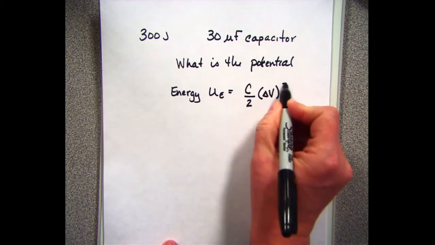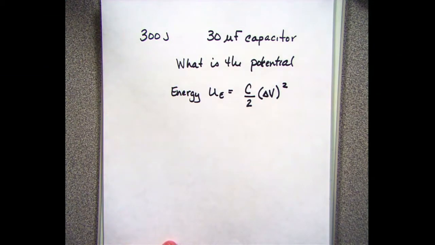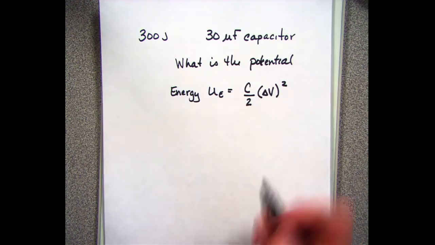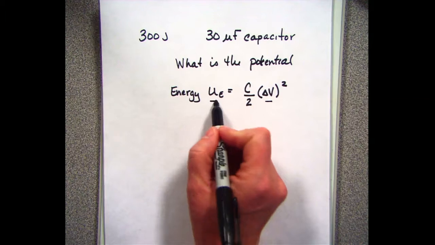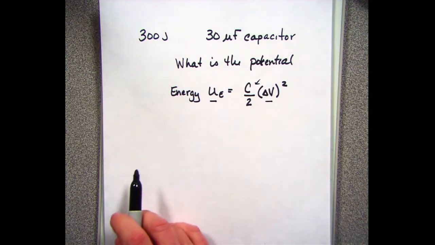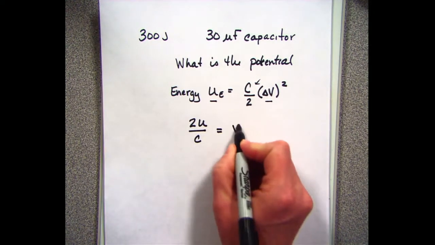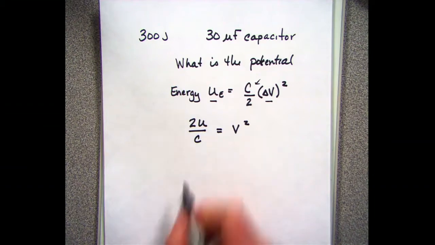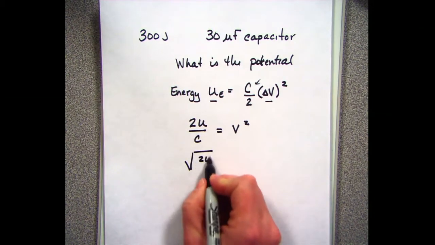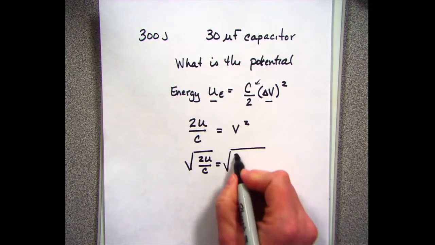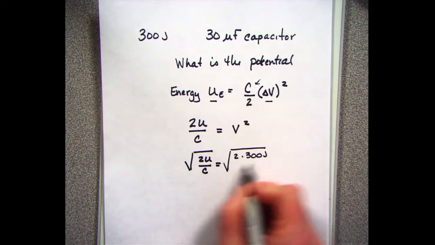So if I'm solving for potential, I'm given energy and capacitance in the problem. I'm going to do 2 times the energy divided by the capacitance, which gives me my voltage squared. So I'm going to take the square root of 2 times the energy divided by the capacitance, which gives me my voltage. That's 2 times 300 joules divided by 30 times 10 to the minus 6. And when we do that, this ends up being like 4,500 volts.